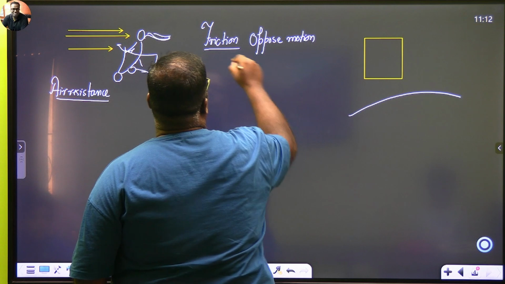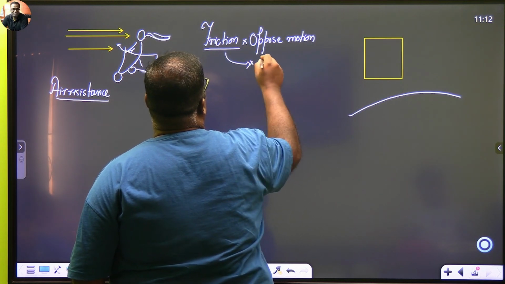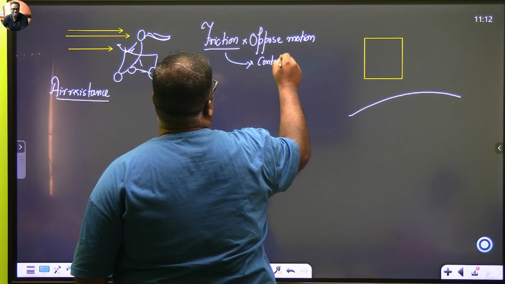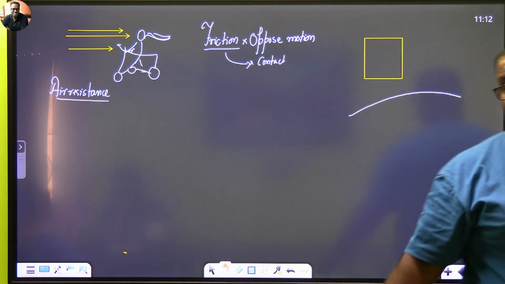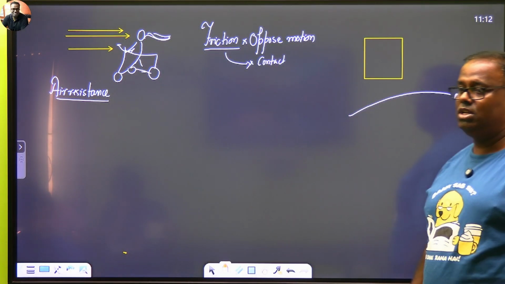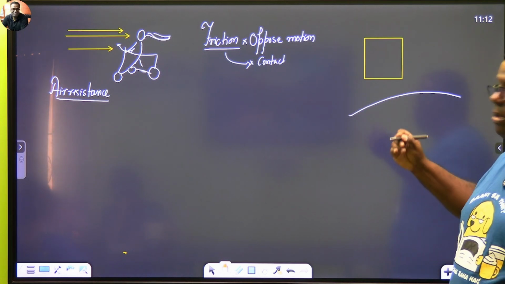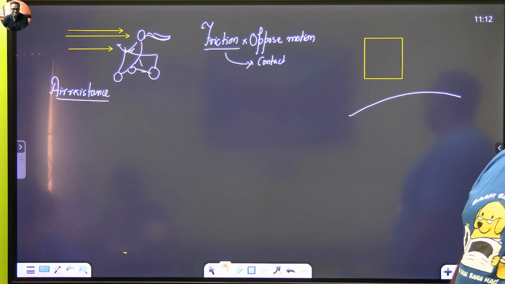That will always oppose motion, number one. And number two, there has to be what we call contact. Friction होने के लिए the two surfaces always have to have contact. Friction will actually help you as a friend, and it will also be your enemy.